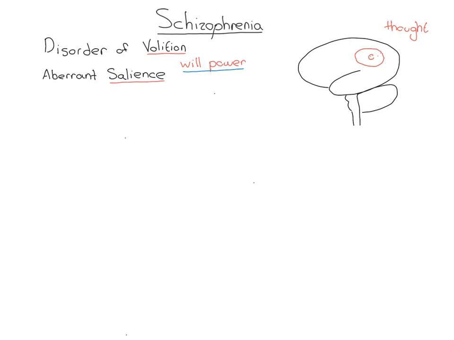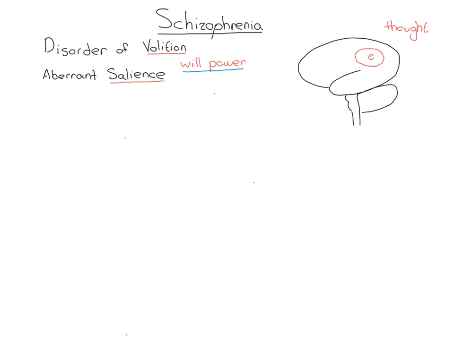Okay, so schizophrenia is a disorder of volition. It's a disorder in controlling where your mental processing is being placed, and you no longer place this mental processing in the thoughts that you want to place it in, and instead you place it in thoughts that you don't want it placed in, and that's what is happening in schizophrenia.